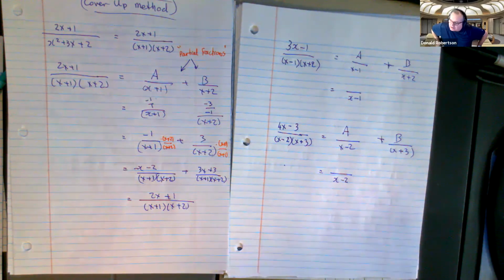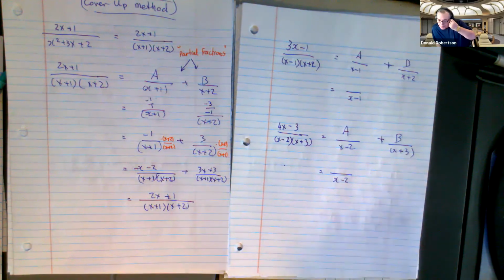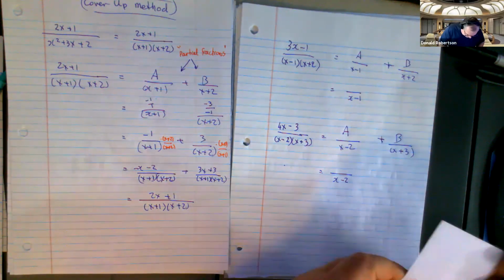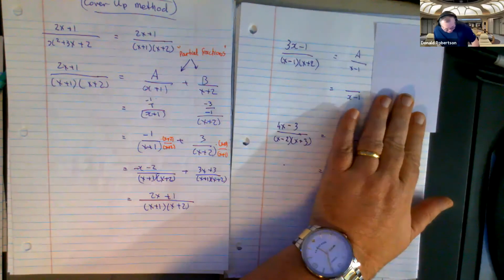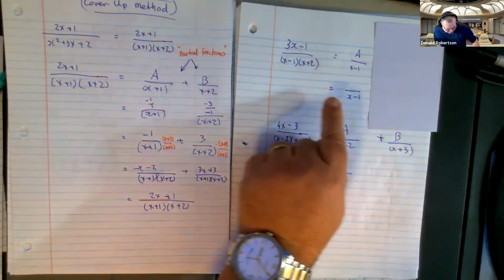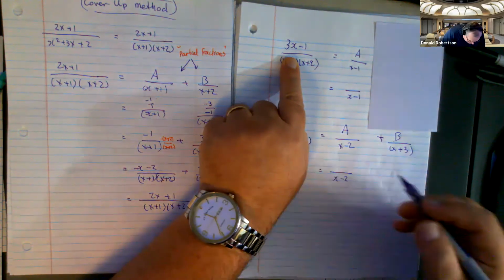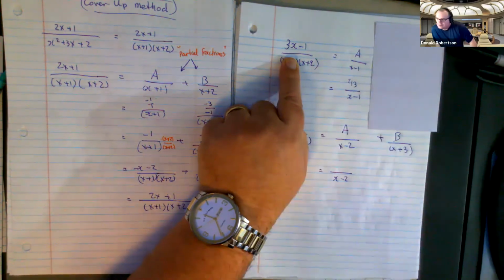Last few things. Okay, here we go. Let's get this number here, the one that belongs with x minus 1. We cover up x minus 1 and plug 1 in. The top guy you get is 2 and the bottom guy is 3, so 2/3. Do we agree on that?